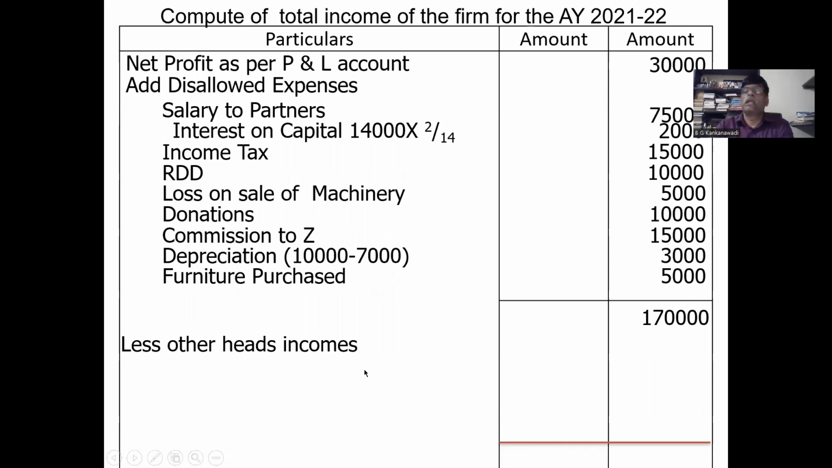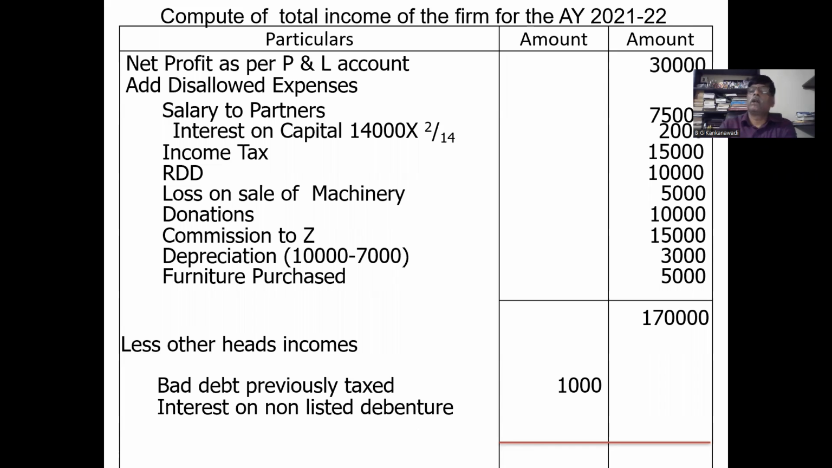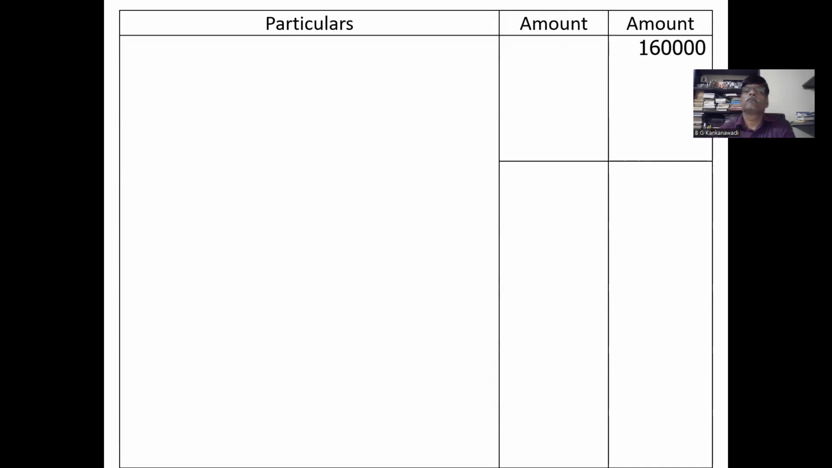Then less other head income. First is bad debt previously taxed or disallowed 1,000. Interest on non-listed debenture 9,000. So credit side item only 2. You take the total 10,000. You deduct 10,000. Book profit is 1,60,000. Okay. You take this book profit to the next stage.